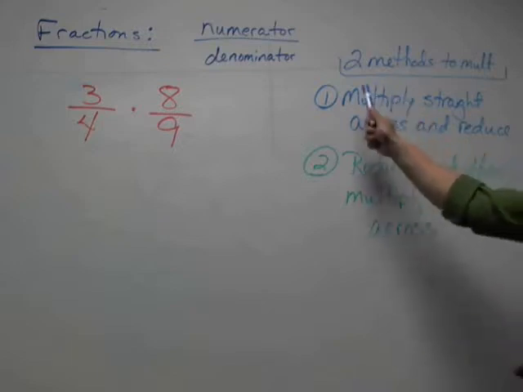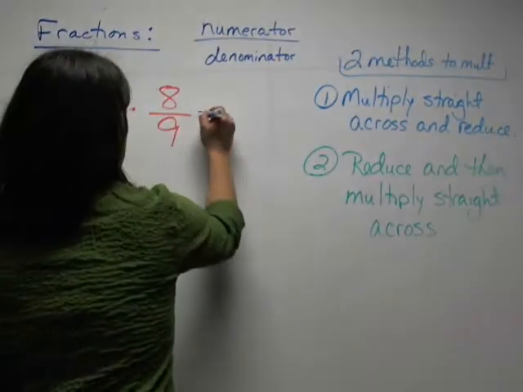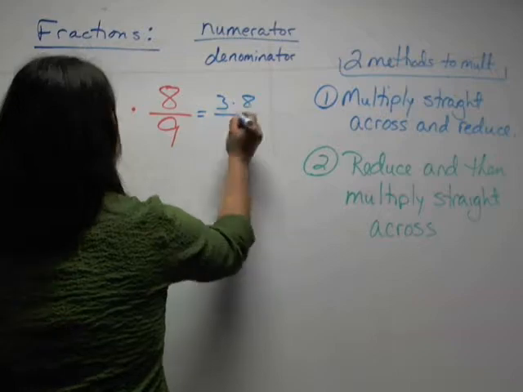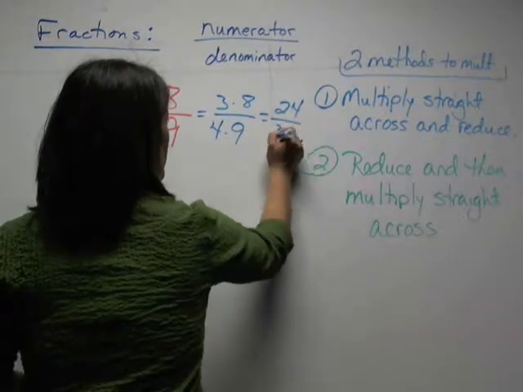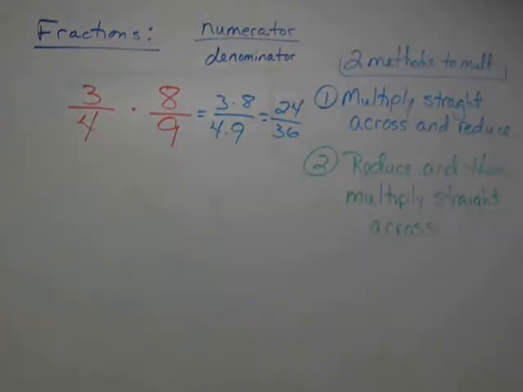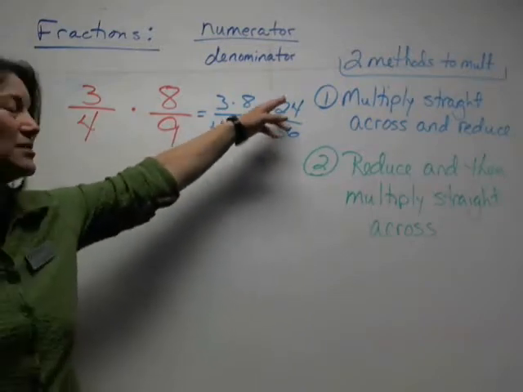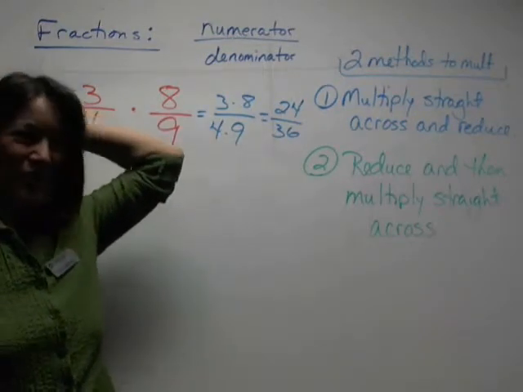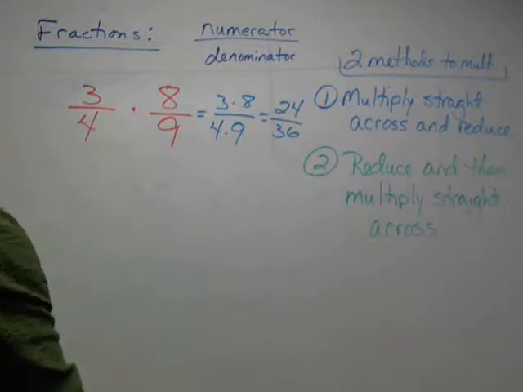The first method is to multiply straight across, top to top and bottom to bottom, and then reduce your fraction. So in this case, I would take 3 times 8 over 4 times 9. So I would have 24 over 36. And then I reduce from there. Now the problem with doing that method first is that now we have these big numbers, and we're not very good at remembering what goes into 24 and 36, and it gets a little bit more complicated to do your reducing, but we could still do it in that fashion.